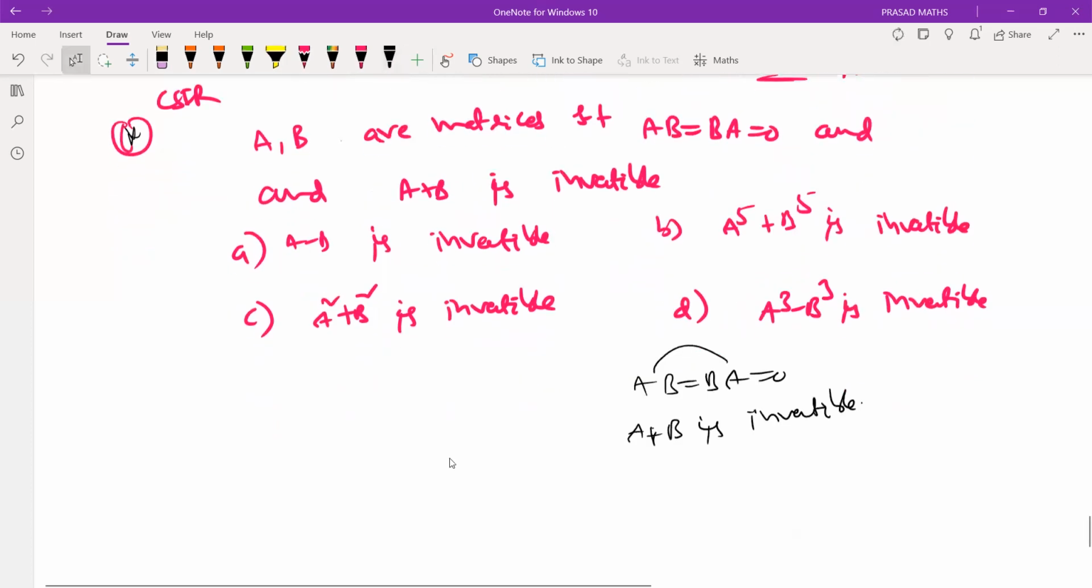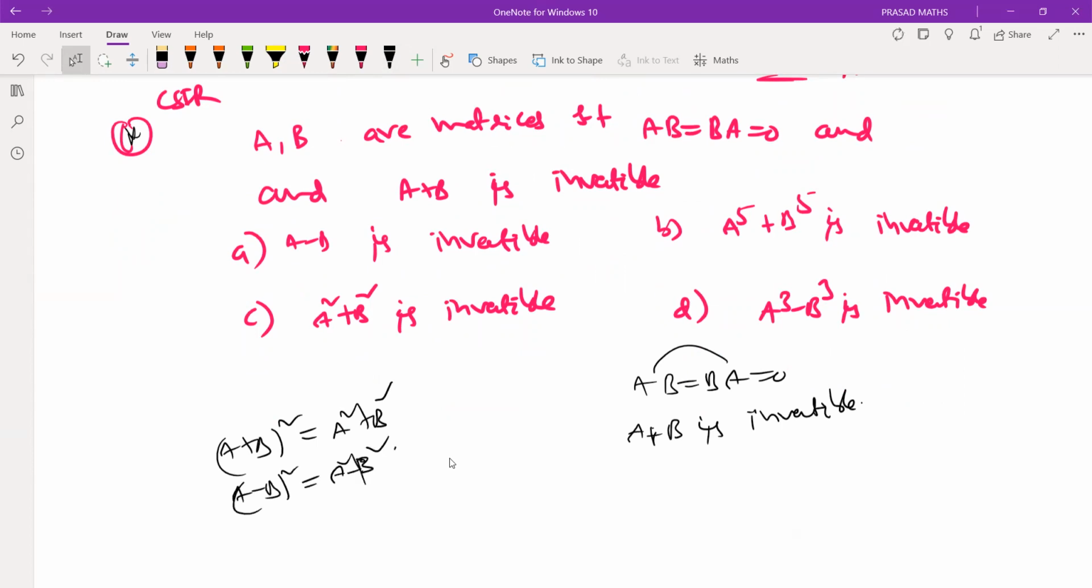Therefore, (A plus B) whole square, as we have just seen, is equal to A square plus B square. Similarly, (A minus B) whole square is equal to A square minus B square. Therefore, both equal A square plus B square. So these two are equal. If the right sides are equal, then the left sides are equal.